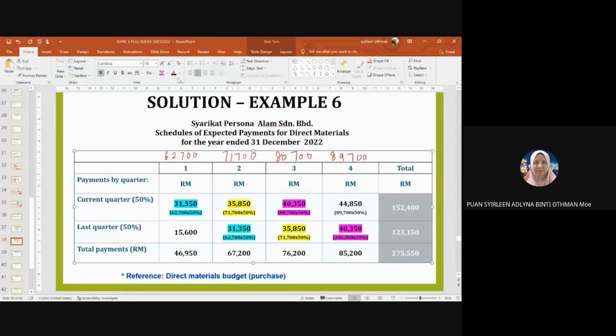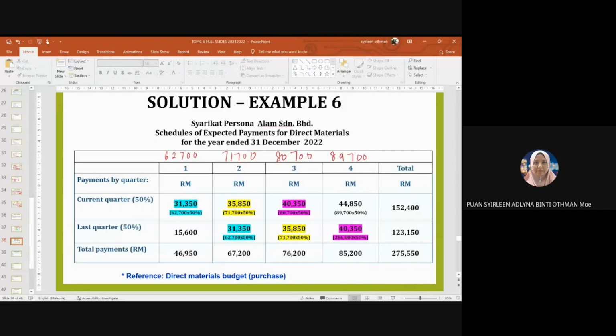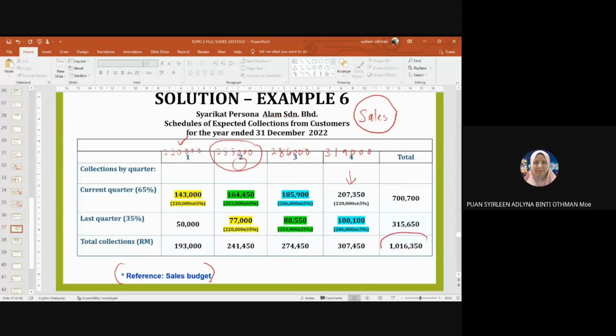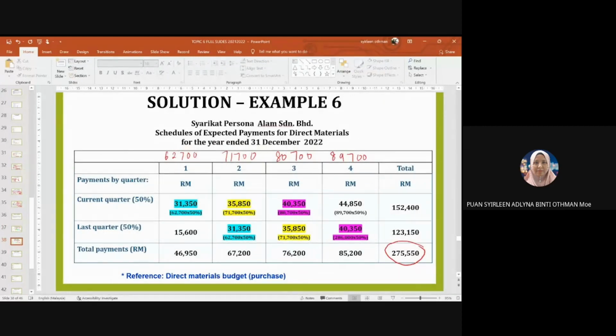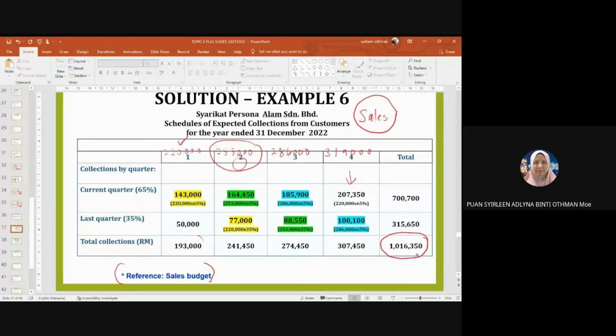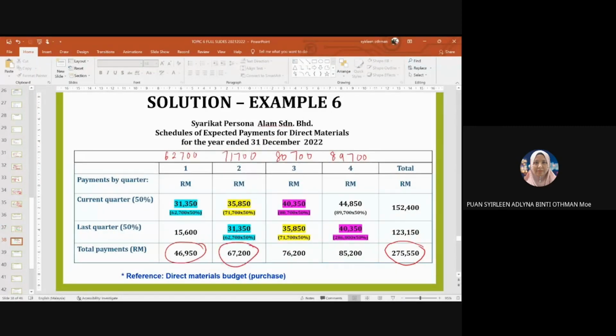So yang tepi ni you just jumlahkan sahaja. Okay, so this is the total payments you need to pay for 2022. This is total receive you are going to receive during the year of 2022. Okay, ni jumlah yang saya bulatkan tu is jumlah. So this is your collections from your sales. This is your payments from your direct material purchase. So item ni kita akan pindah. Item mana yang kita akan pindah ke cash budget? Kita akan pindah ni. Nilai ni yang saya bulatkan, nilai ni saja kita akan ambil dan hantar ke cash budget. Okay, how do you come about with the figures? Yang tu kita kena refer pada schedule.